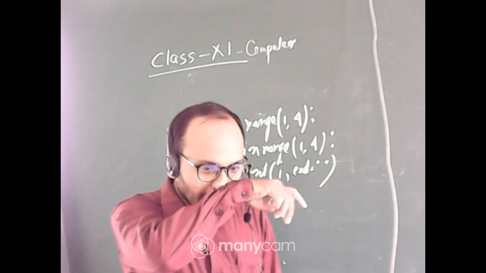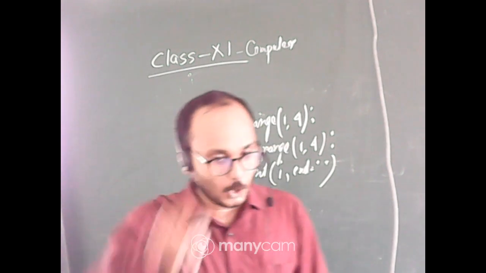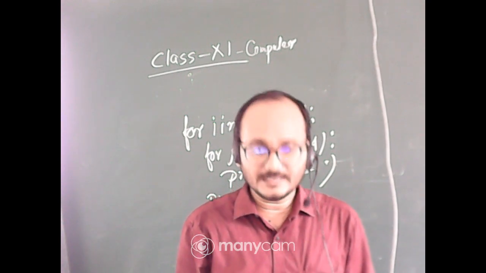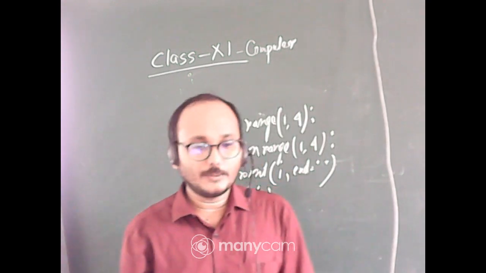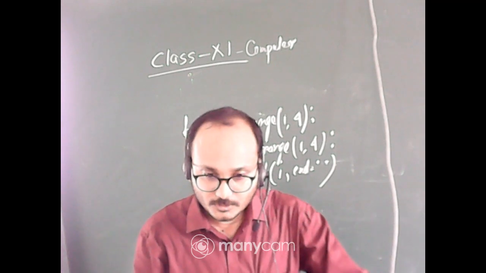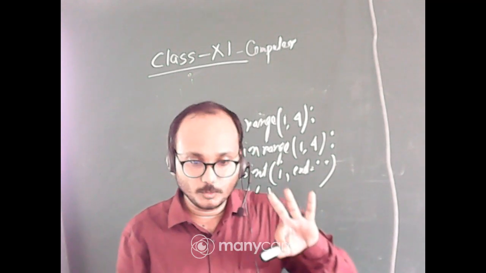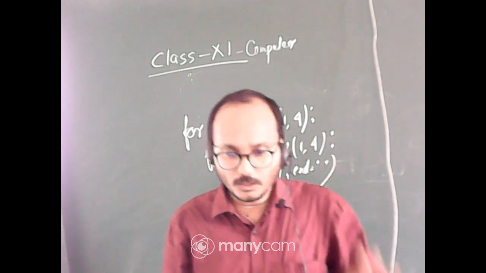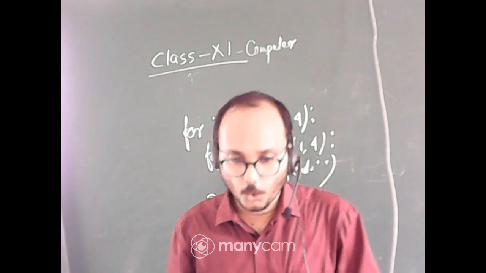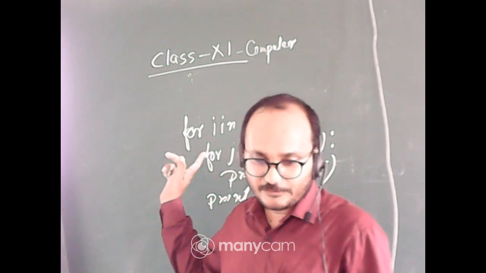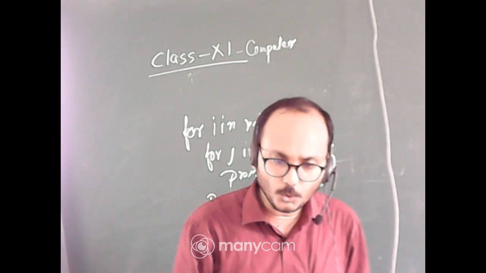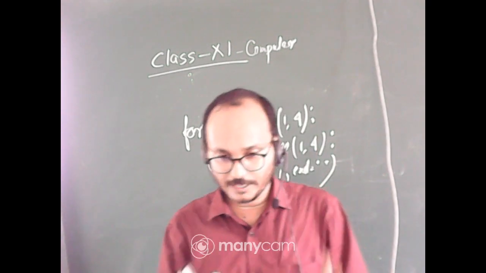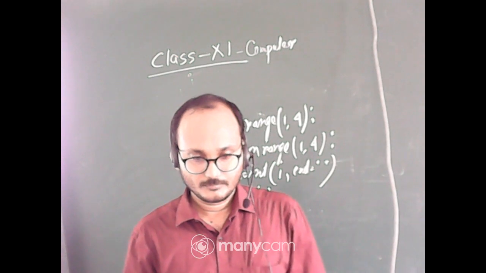So that is the end of the nested for loop. In that way you can also do it using a nested while loop. It is called a nested loop, that is a nested for loop. In that way we can do a nested while loop. Okay, clear?